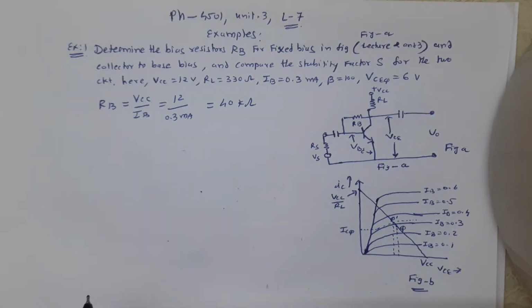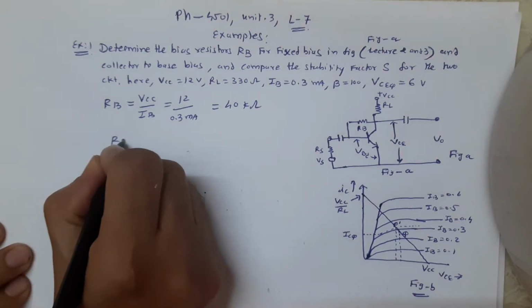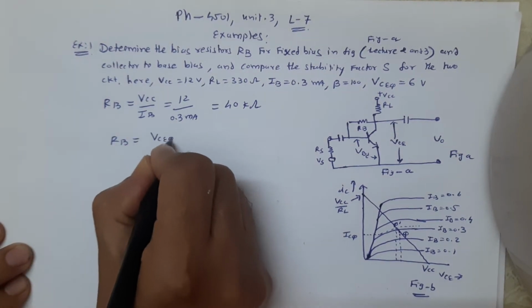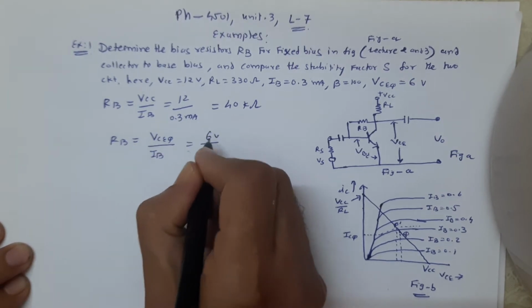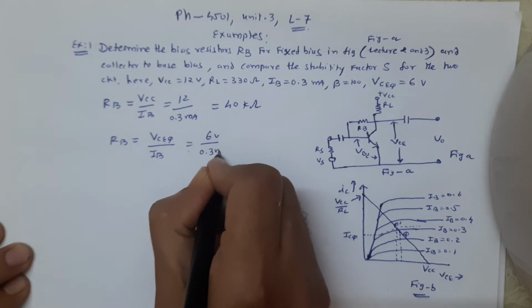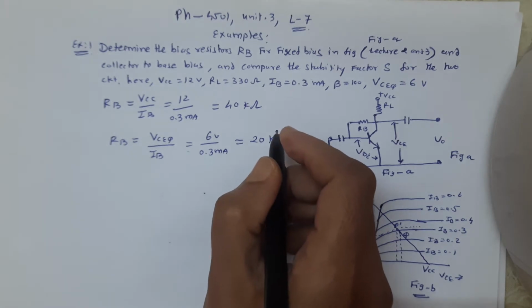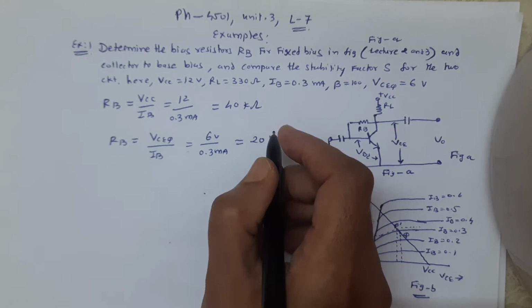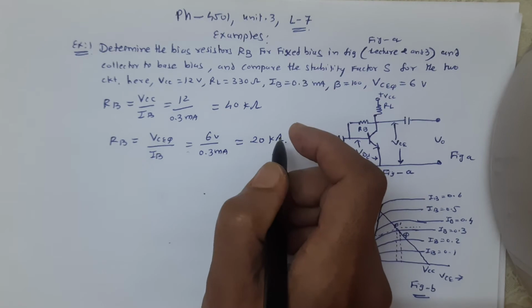For the collector to base bias circuit, RB is equal to VCEQ upon IB, it is equal to 6 volt upon 0.3 milliampere, it is equal to 20 kilo ohm. So we get, for the fixed bias circuit, RB is equal to 40 kilo ohm, and for the collector to base bias circuit, RB is equal to 20 kilo ohm. Both the circuits are given in lecture number 2 and lecture number 3.